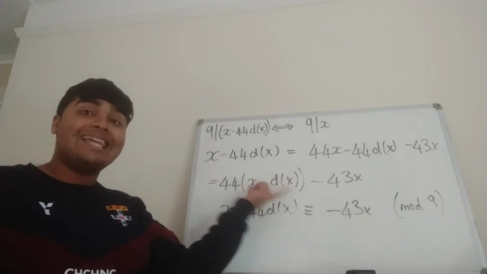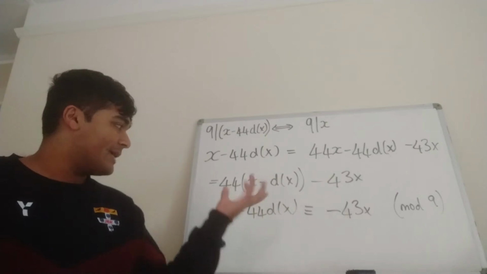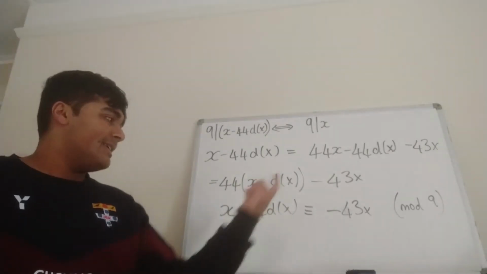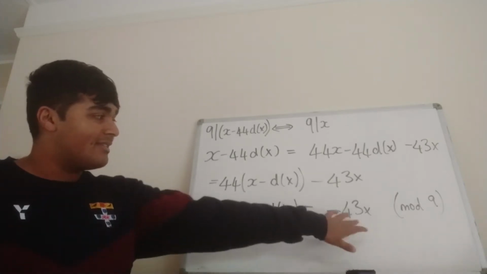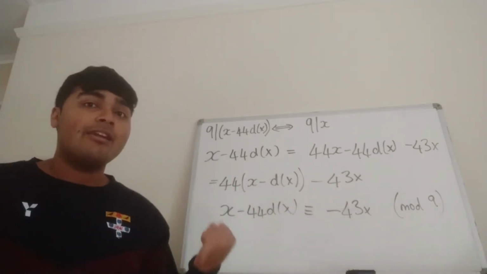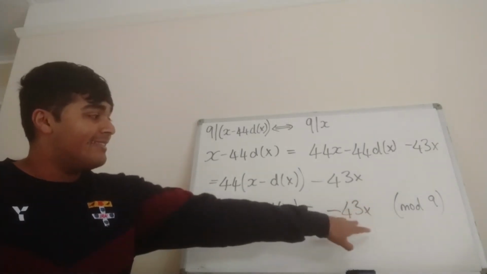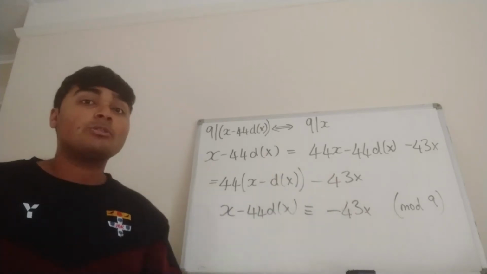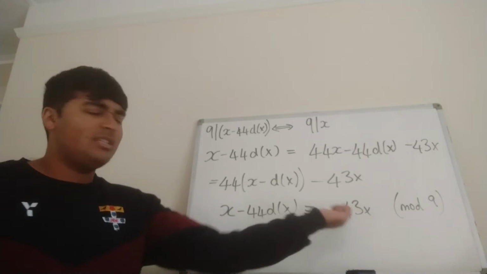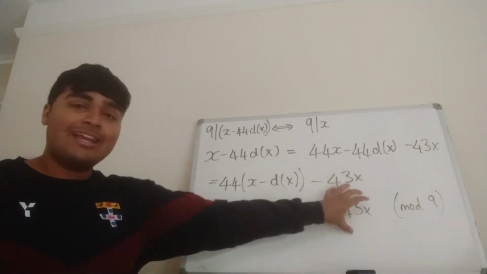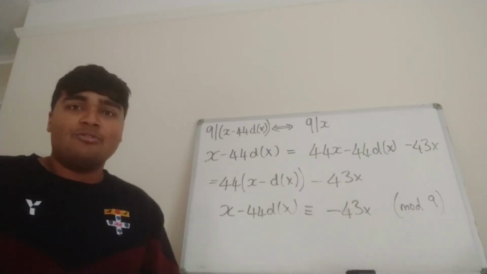Okay, because this guy here is always a multiple of 9, and obviously we're multiplying it by 44, so that doesn't change anything. So we get that x minus 44 d of x is congruent to minus 43x mod 9. But now notice that the key thing here is 43 and 9 are coprime. They share no common factors, and hence this guy on the right hand side is a multiple of 9 if and only if x is a multiple of 9. Another way of thinking about that is 43 is a prime number. So if you wanted this right hand side to be a multiple of 9, well 9 is just 3 squared, but 43 has no factor of 3.